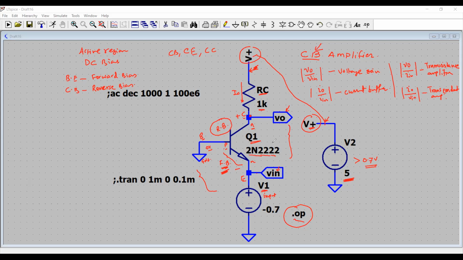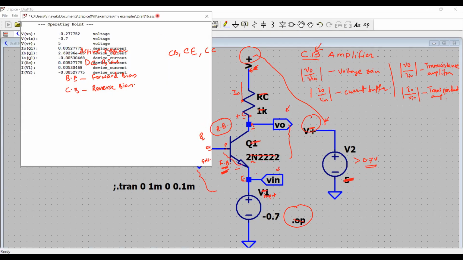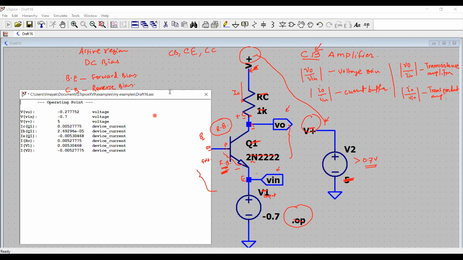Having said this, now we try to get the values. So I will do one thing. I will just click here, run simulation. And with that, I have this notepad or automatic printing pad where I got the values printed for the voltages. So voltage VO is minus 2.7.